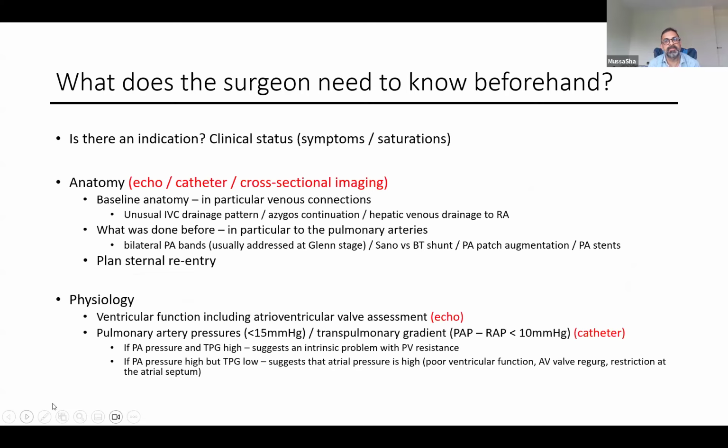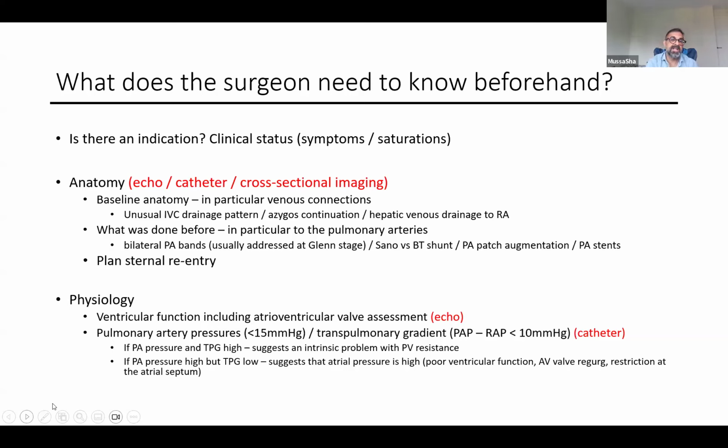So let's talk about some subtleties and what you might need to know as the surgeon who is going to be doing this operation. Firstly, is there an indication? What's the clinical status of the child? What are the symptoms? What are the saturations? Then you need to understand the anatomy. So you need to be able to appraise the echo, and you might rely on your cardiologists to communicate that for you, as well as catheter information and cross-sectional imaging.